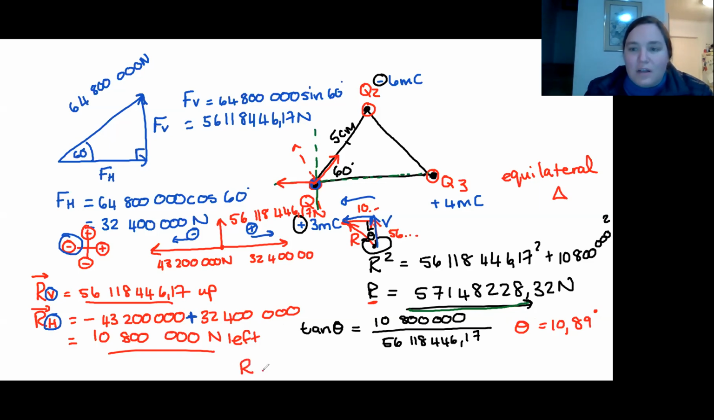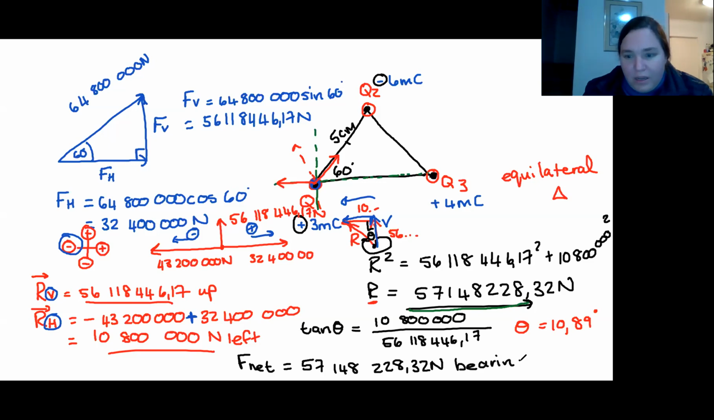Therefore, I can say that the resultant, remember the question was, what's the resultant force? So you could even go and change this now to say, oh gosh, we could do this so many different ways. F net, FE net, because it's electrostatic, you choose. So it's 57,148,228.32 newtons, bearing 349.11 degrees.